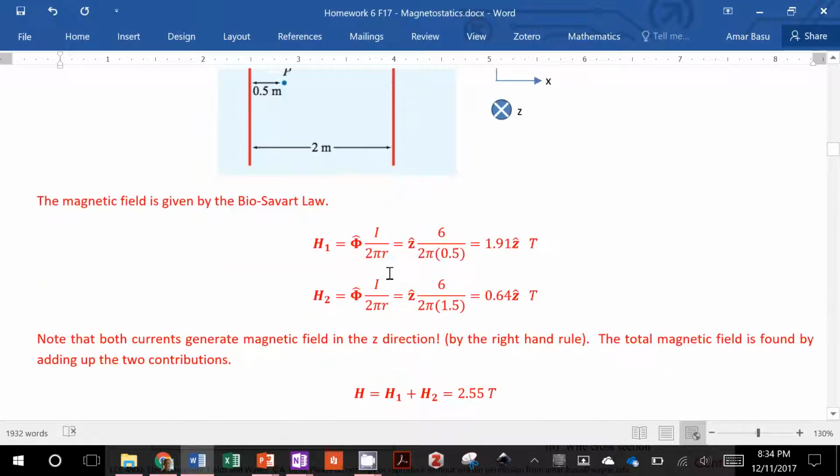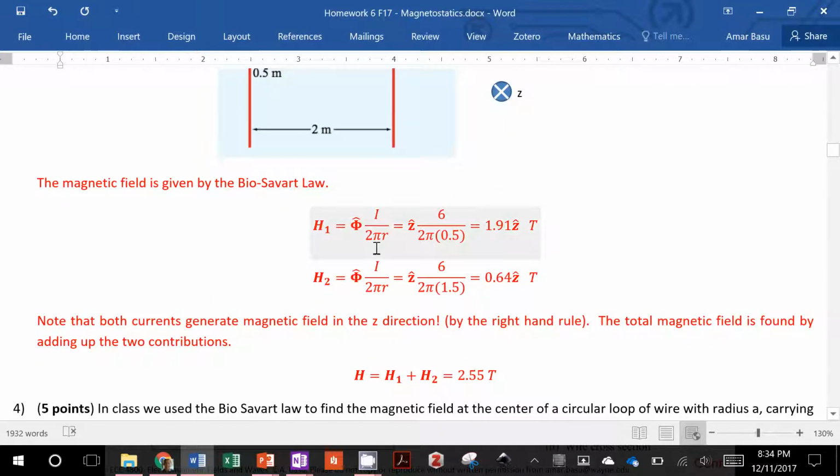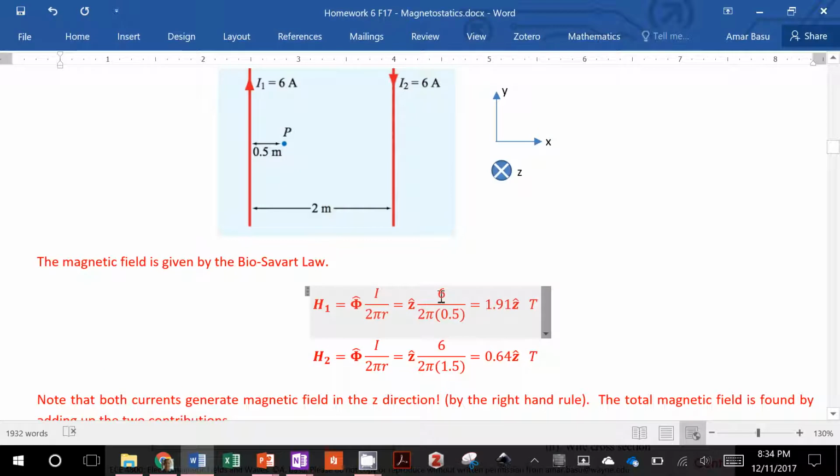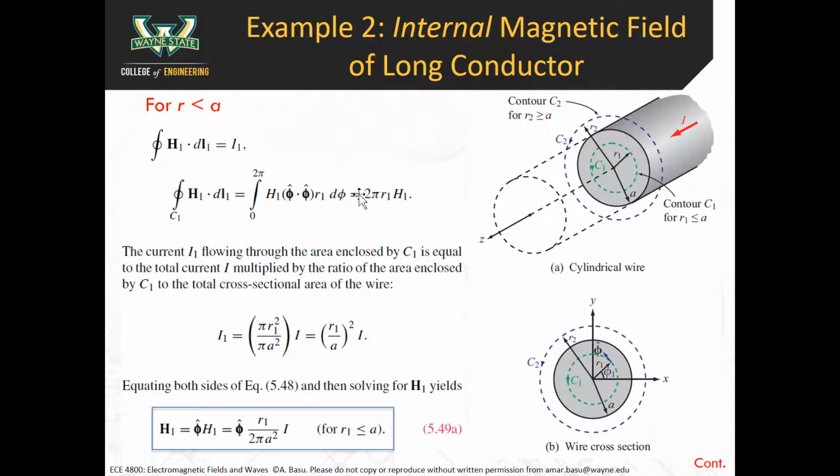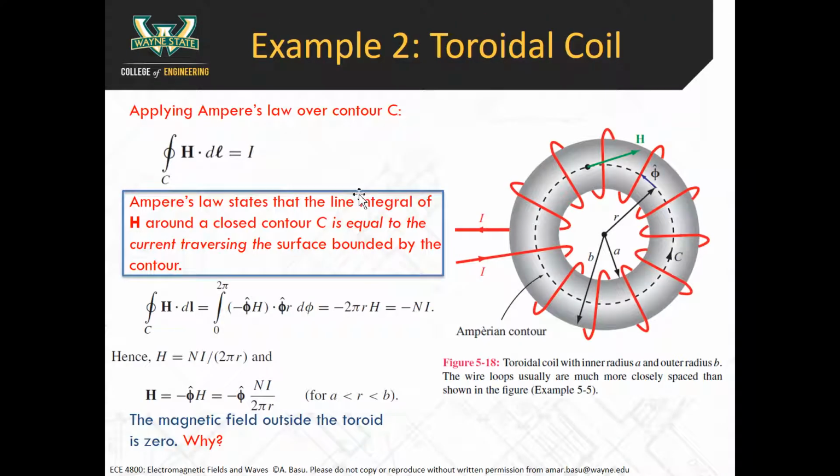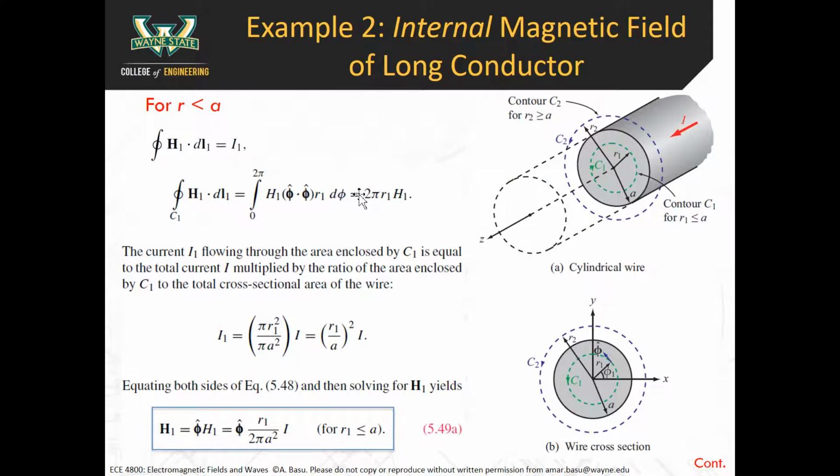Notice that for H1 the distance is only 0.5 meters from here to P. For the second wire, the distance is 1.5 meters. So we're just adding up the contributions. Now, getting back to the toroidal coil. We agree that if we have multiple coils, the currents add up. So we did another example here.